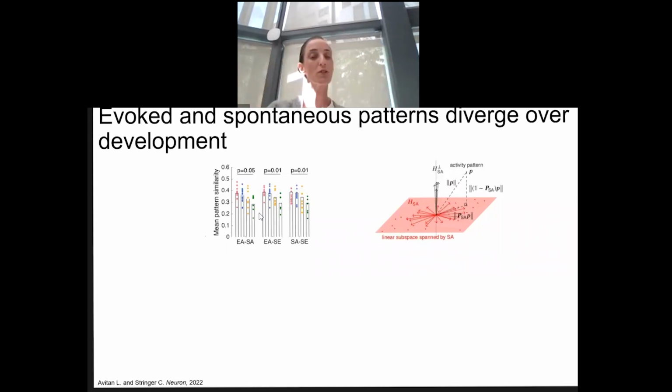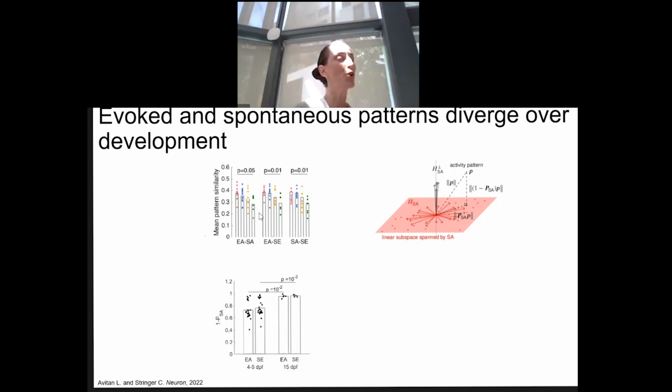The dogma in the field was that this is actually a subset, so that the spontaneous regime includes all of the patterns the circuit can generate, and the evoked patterns are the subgroup within this. But the results told a different story. And the story was that as the animal develops, these patterns actually diverge. They become further apart from the plane of the spontaneous patterns.